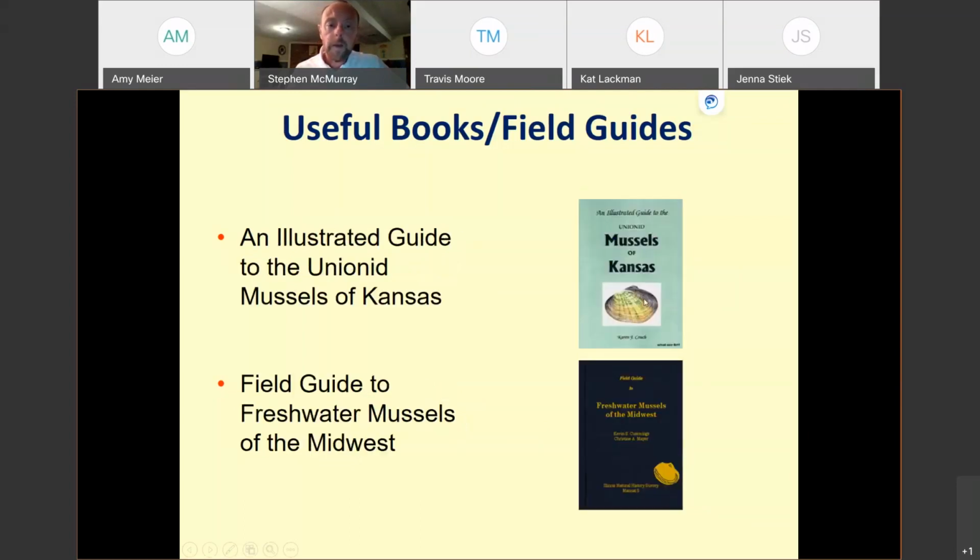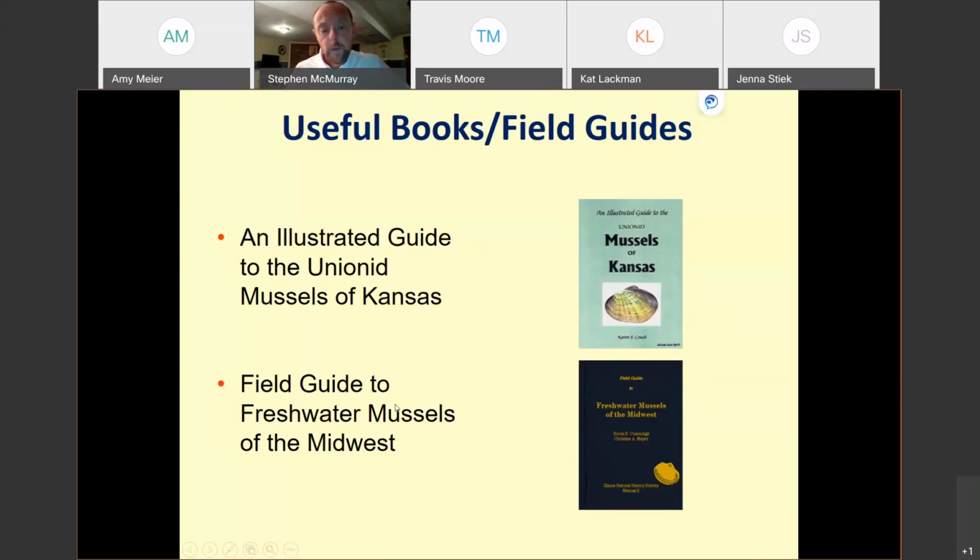Surrounding states: Illustrated Guide to the Unionida Mussels of Kansas. I don't know if Karen has any more copies of this available. Karen Couch did this, and it's illustrated because she drew and painted all of the plates that are in there for all of the different mussels of Kansas. It's a really beautifully done publication. It's self-published and spiral bound. Karen's a wonderful person and a great malacologist.